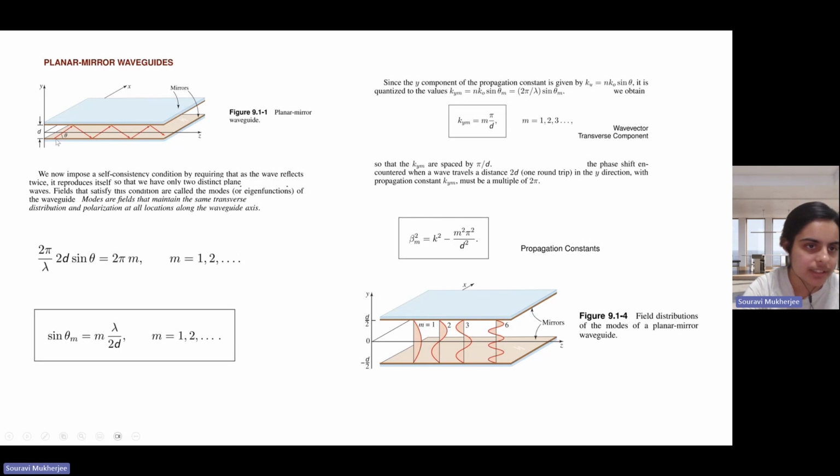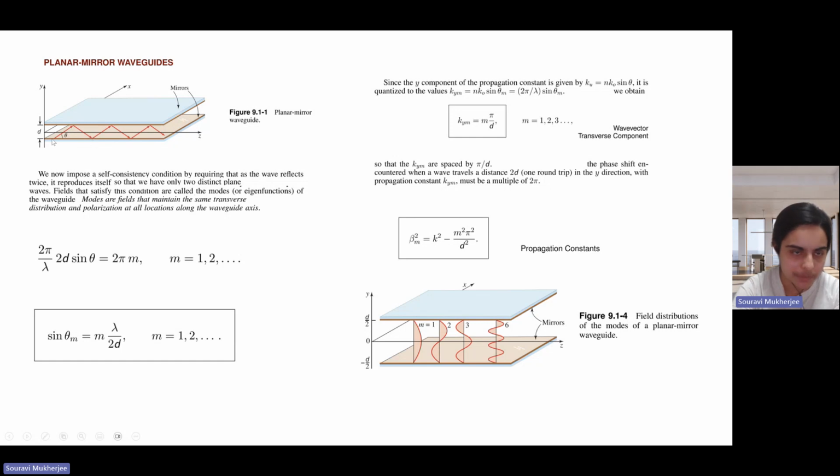Okay, suppose the incident angle is theta. So you have some wave which hits here and then gets reflected, and there are repeated reflections happening. In order for the wave to propagate without any attenuation, we need to impose a self-consistency condition where we say that the wave reflects twice. It reflects here and then it reflects here.